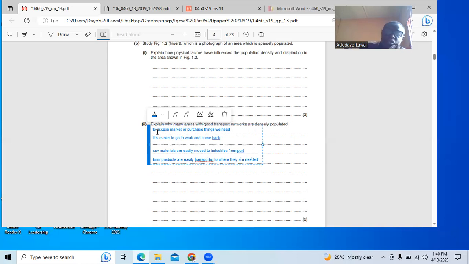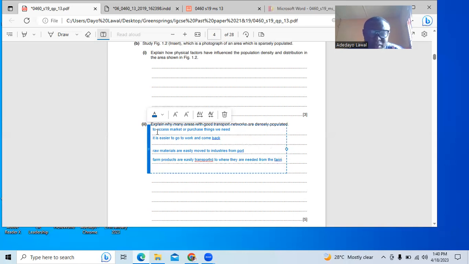Of course, people need to eat. So if food is easily moved from where they are, from the farm, that will encourage people to stay. Nobody will stay where it's difficult to buy food, where it's so difficult to access food. Very few people will live from the farm.